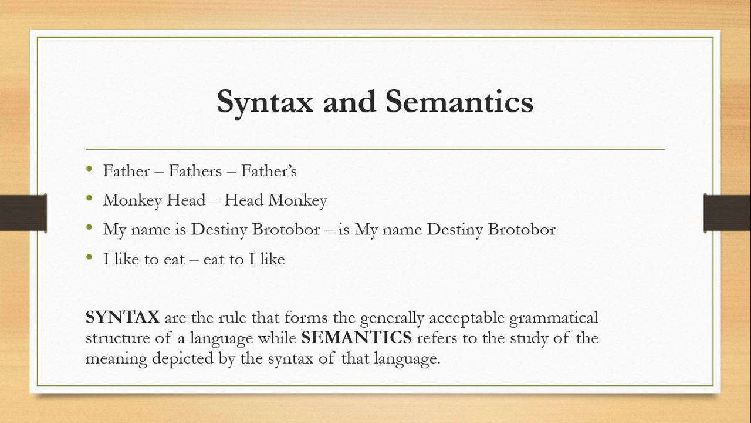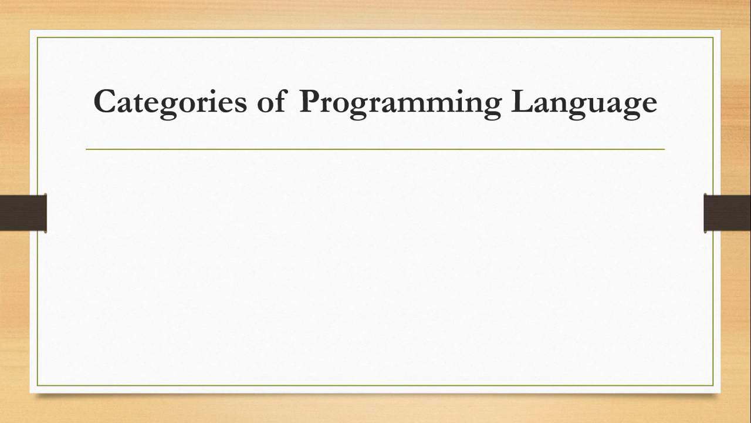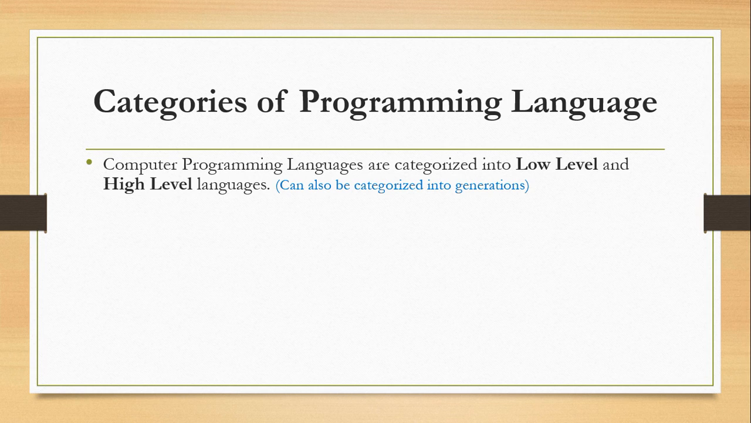So let's proceed. Now, talking about programming languages, we can categorize them into various categories, even though we have different types. But before we look into the different types of programming language, we'll first look at the different categories. The first category we're going to see is what they call the low-level language. Computer programming languages, for the record, can be categorized into low-level and high-level languages.